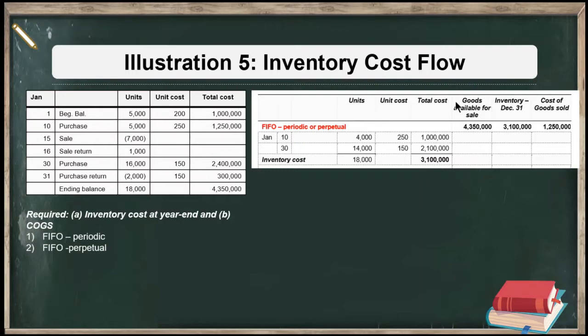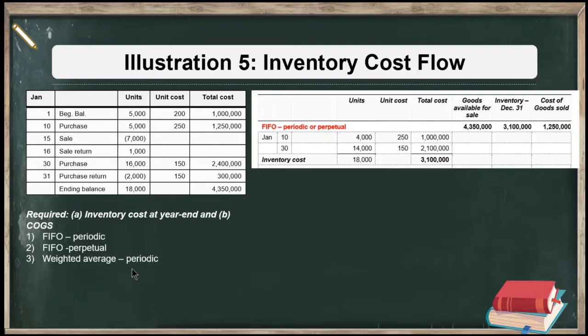Now we will proceed to the cost of goods sold. To determine the cost of goods sold, we take note of the items here. That's 1 million plus 1,250,000 plus 2,400,000 and deduct 300,000. You will get 4,350,000. Then deduct the inventory of 3,100,000. Your cost of goods sold would be 1,250,000. Again, this applies to both FIFO periodic and FIFO perpetual.